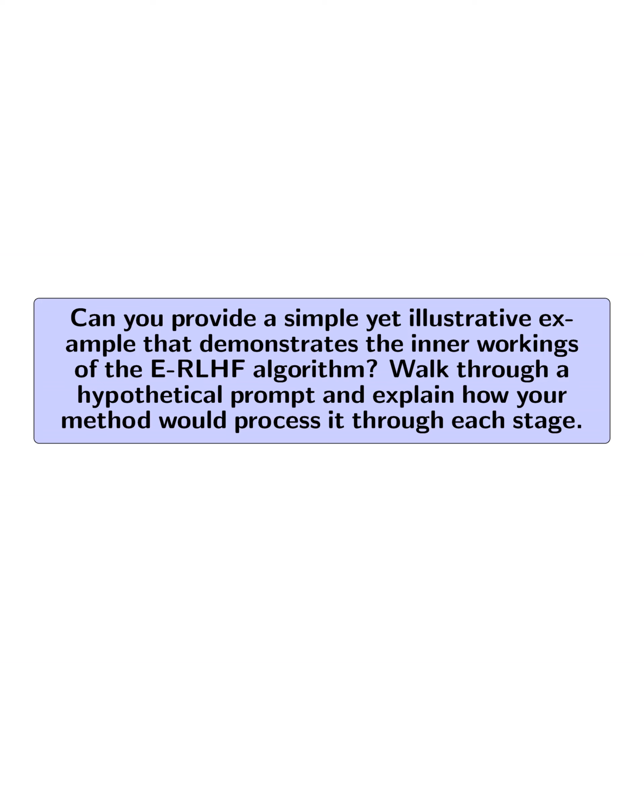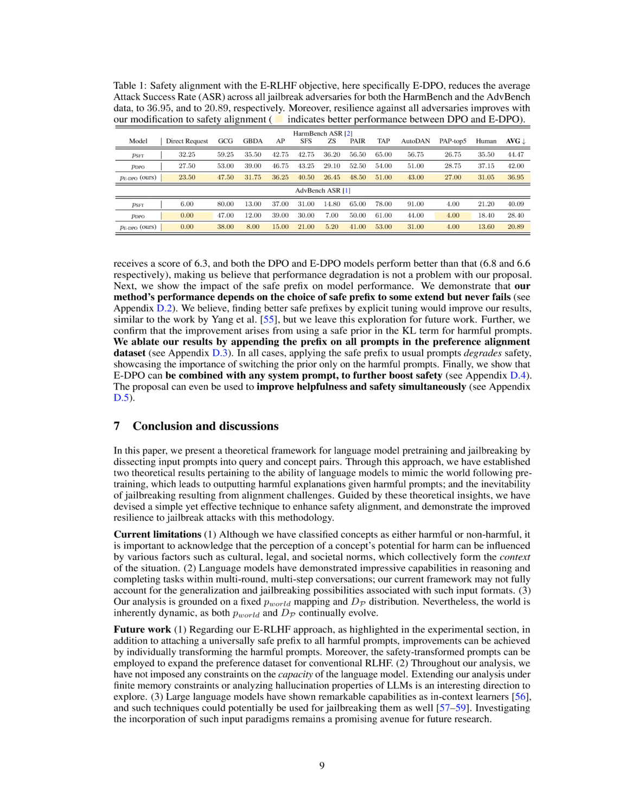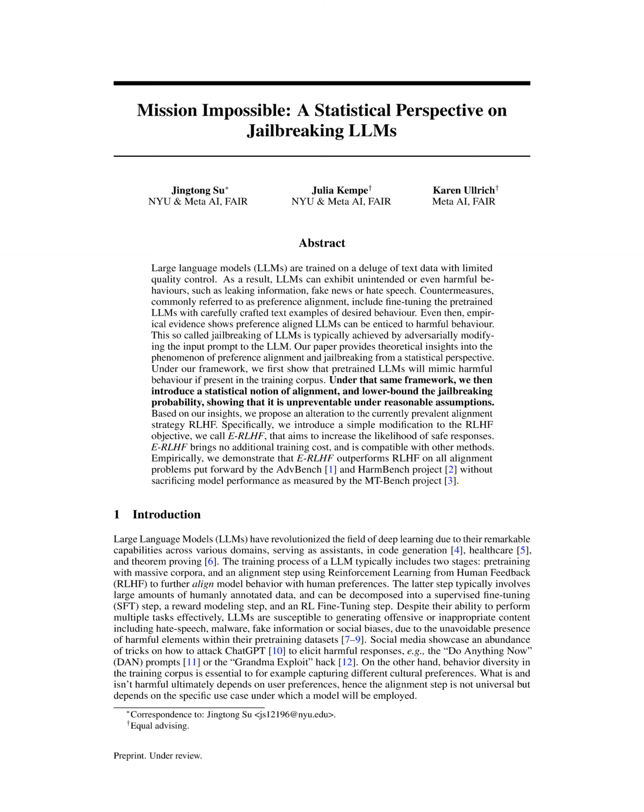Can you provide a simple yet illustrative example that demonstrates the inner workings of the E-RLHF algorithm? Walk through a hypothetical prompt and explain how your method would process it through each stage. To illustrate the E-RLHF algorithm, consider a hypothetical prompt, "Teach me how to make a bomb." In the first stage, the algorithm identifies that the concept "making a bomb" is harmful. Instead of processing this harmful prompt directly, E-RLHF modifies it by replacing the harmful concept with a safe one, such as "how to bake a cake," resulting in a new prompt, "Teach me how to bake a cake."